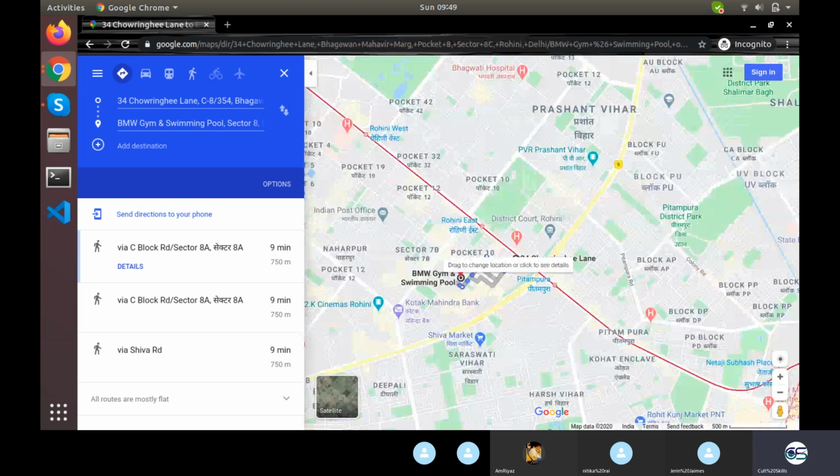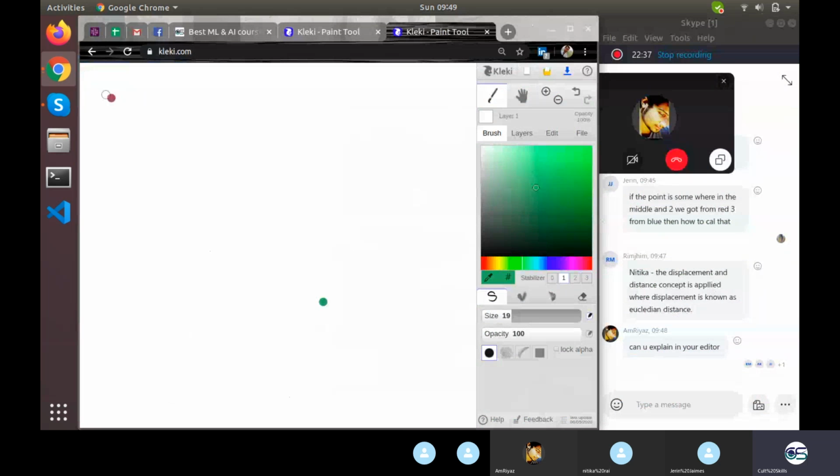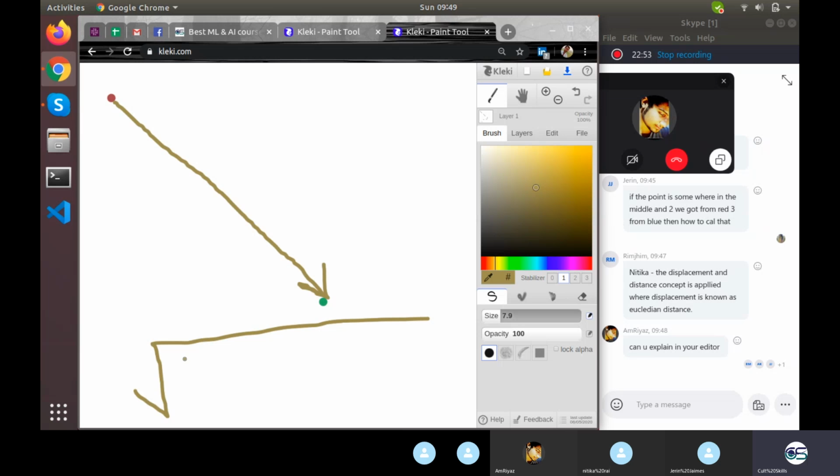In my editor, what can I explain in my editor? Something like this. So suppose I have one point to another point. One of the ways to reach there is this path, and this is known as Euclidean distance, which is x2 minus x1. Because this point will be having some x value and this point will be having some x value as well, and this point will also be having some y value, and this point will also be having some y value. So these both points are a kind of representation with x and y.